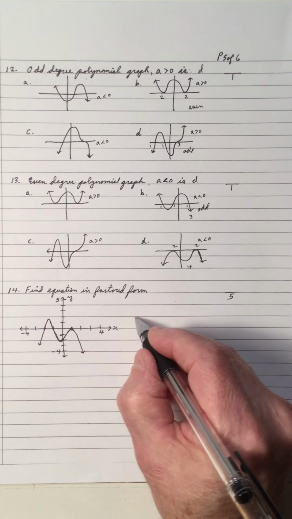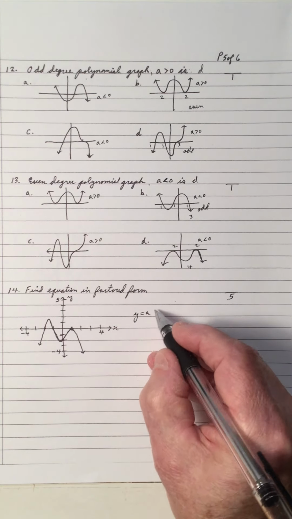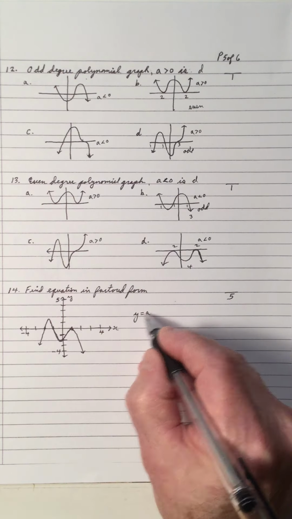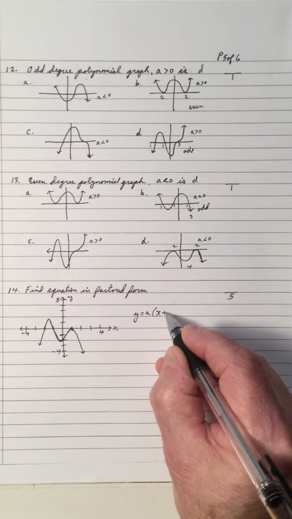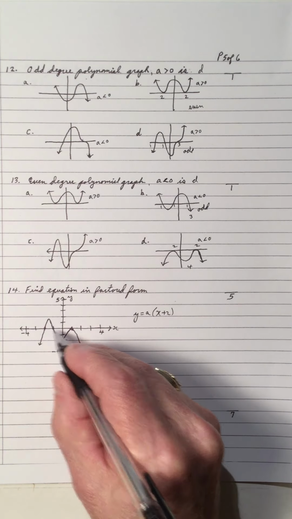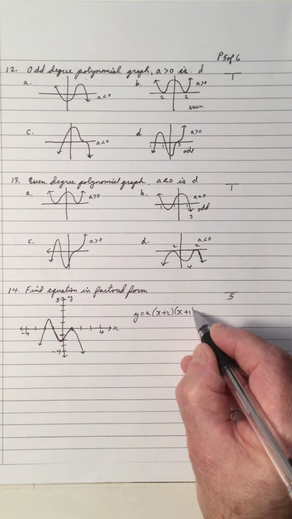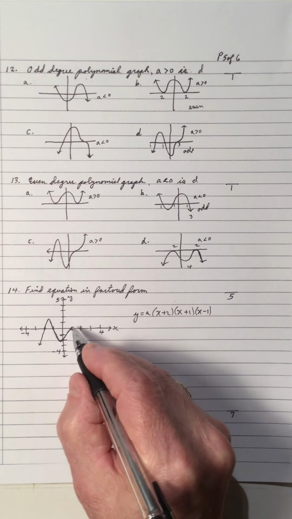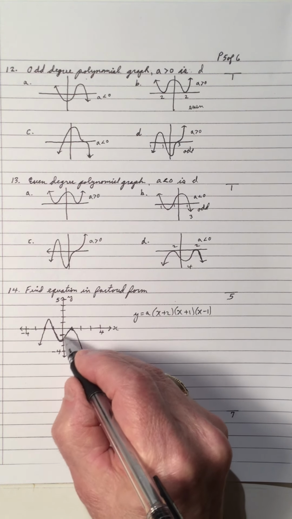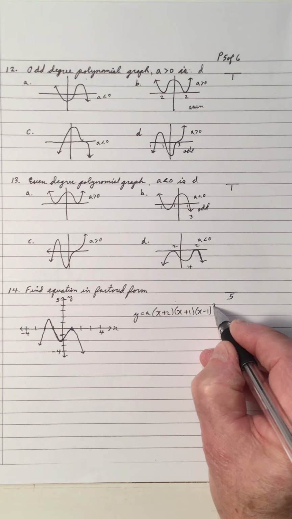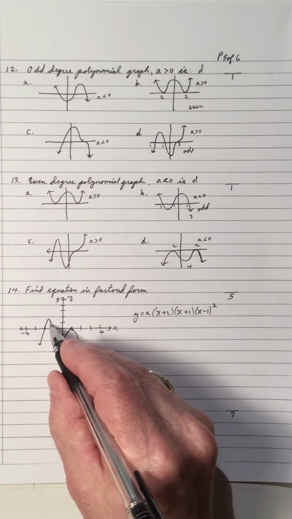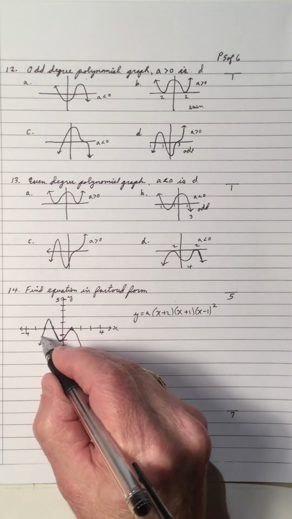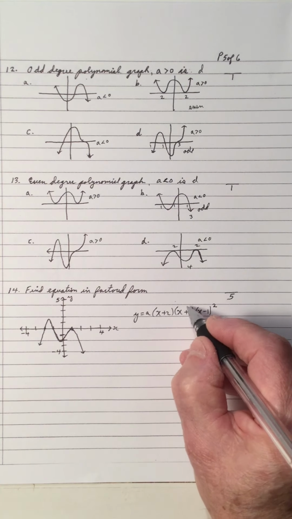So the factored form is y equals a, and the x-intercept here is negative 2, so that's an x plus 2. The x-intercept here is negative 1, so it's an x plus 1. The x-intercept in here is 1, so it's an x minus 1. And right here, it's a parabola bouncing off, so that's a power of 2. And right here, it's going on through, so it's a linear, so that's degree 1, and degree 1 there.